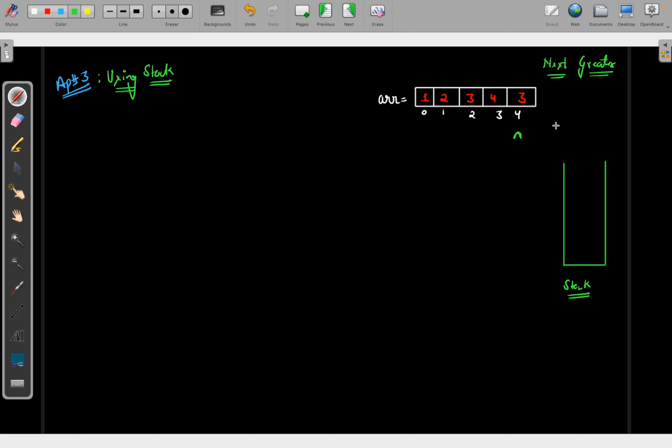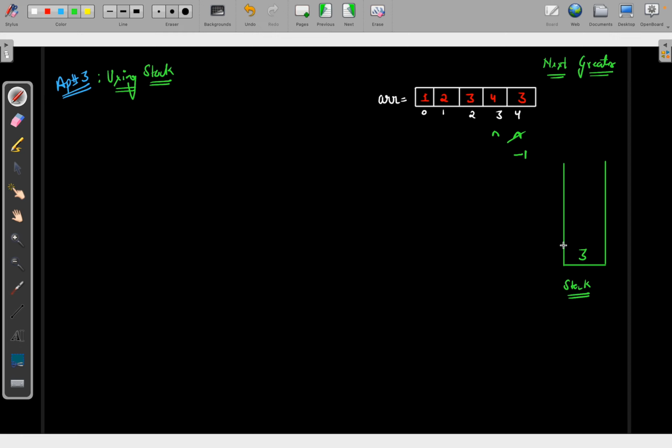Let's quickly revise the concept of next greater. Is there any element that is greater than 3 on the right side? No. And how will you get to know that? Because your stack is empty, so you will say simply -1. Now you will move to this one, and before moving, you will put 3 into the stack.